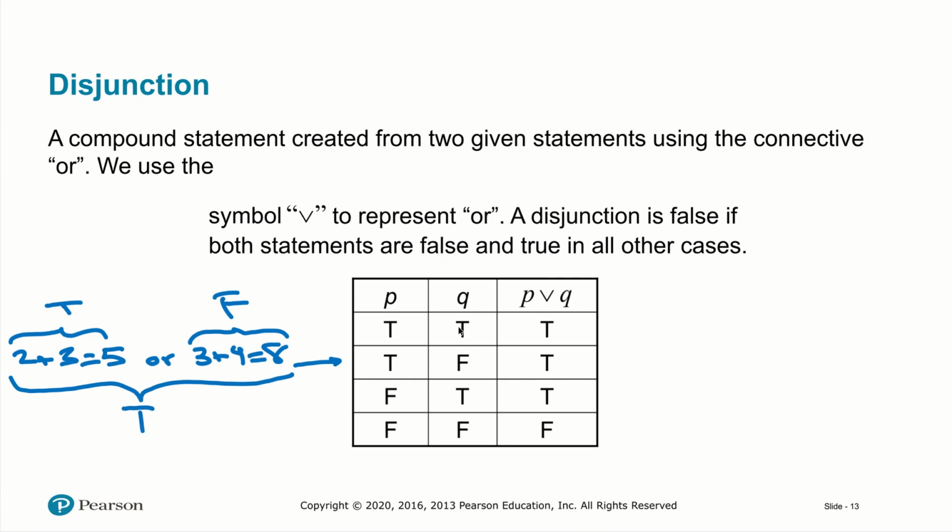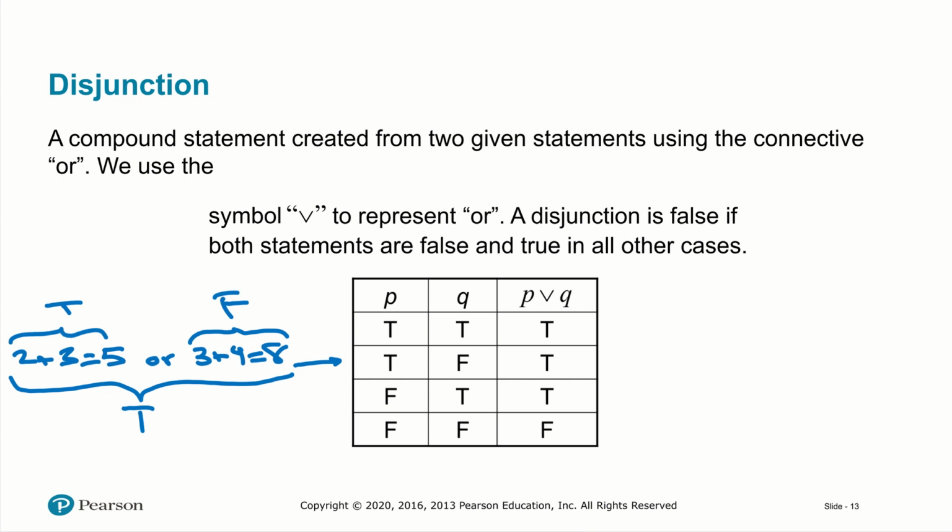Now, notice that a disjunction is only false if both statements are false. So if you say 2 plus 3 equals 6 or 3 plus 4 equals 8, well, you're dealing with a false or a false, so therefore the disjunction itself becomes false. Make sure that you understand how different these are.